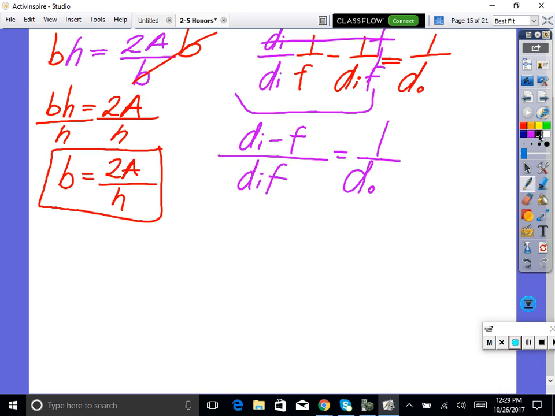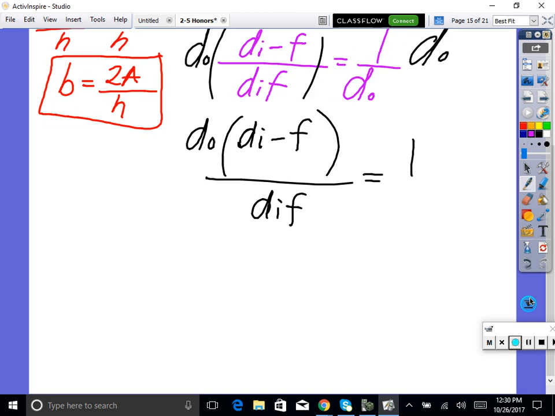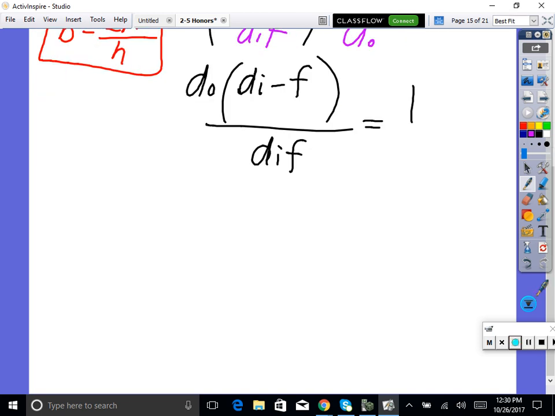So the algebra is coming out a little bit prettier here. So now to get d naught alone, now it would be a good idea to multiply both sides by d naught. So I have d naught times di minus f all over dif equals 1. Now how would I get d naught alone the best way? I just didn't put parentheses around all of it, but it doesn't matter, does it? But I could write it like this, couldn't I? Same thing. What would I do next?